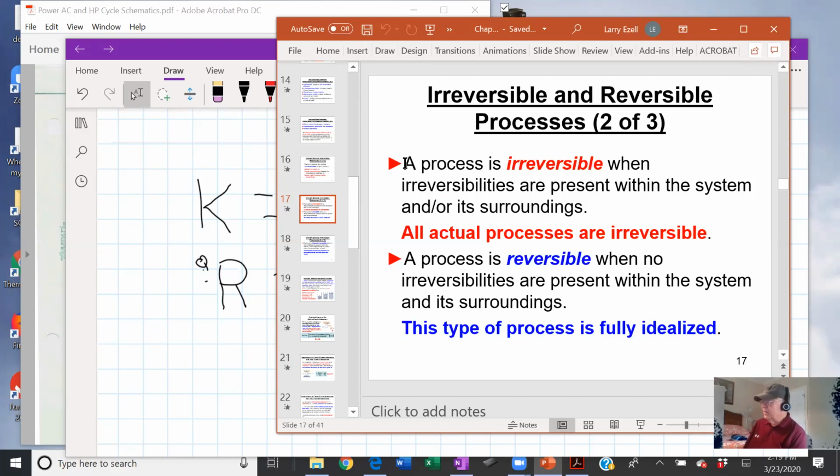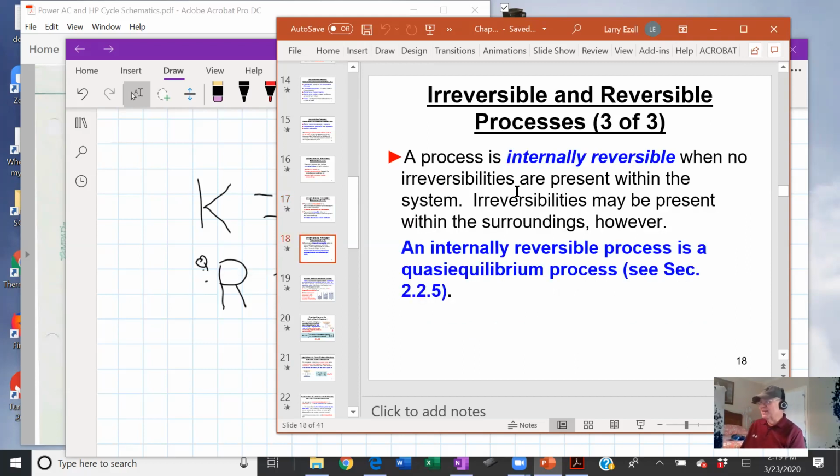This type of process, a reversible process, is fully idealized. It never really happens, but it's very worthwhile to study because we can get some very useful real world limits on what kind of efficiencies we can get out of real systems we build.